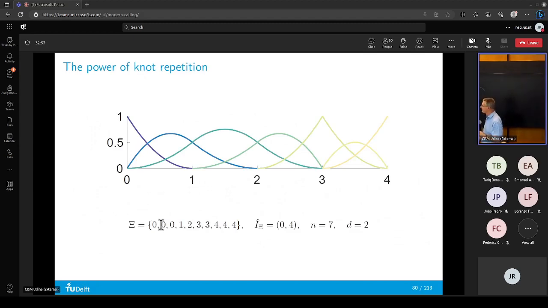Okay, this is one of these examples. So you see here the knot vector. What do we have? We have quadratic ones. That means we have 7 basis functions. So we need 7 plus 2 plus 1, so 10 entries in the knot vector that we do have.